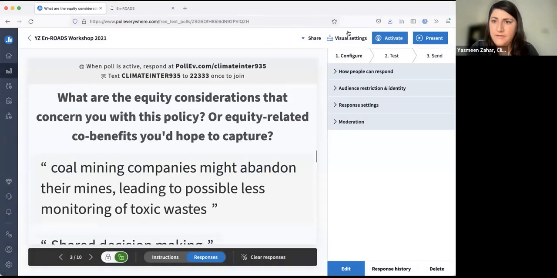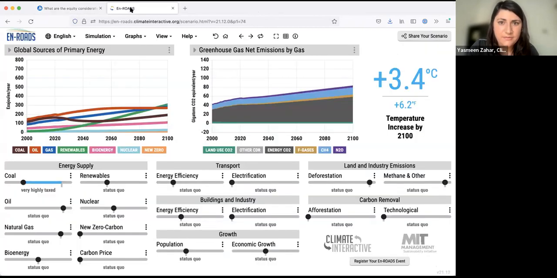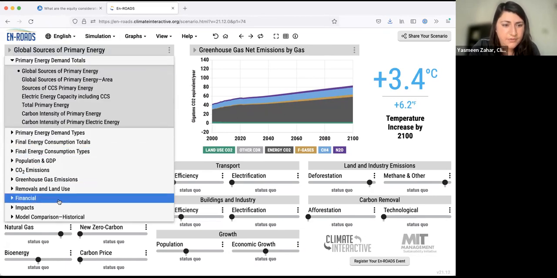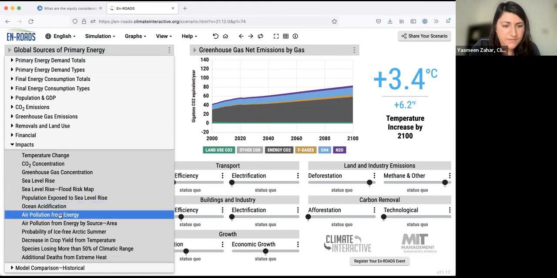I'll move us back for now. And I see we have a few in the chat. Yep, poor folks unable to afford energy for cooling or heat, reducing impacts of mining and extraction. Yeah, thanks everybody. It sounds like you all are really hitting the nail on the head with these. Those are just some examples of what we might want to consider when we're implementing policies. And I saw a lot of answers around air pollution and health.